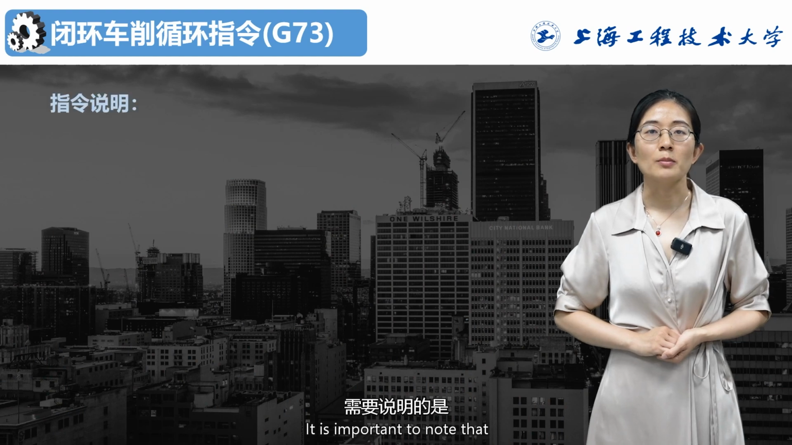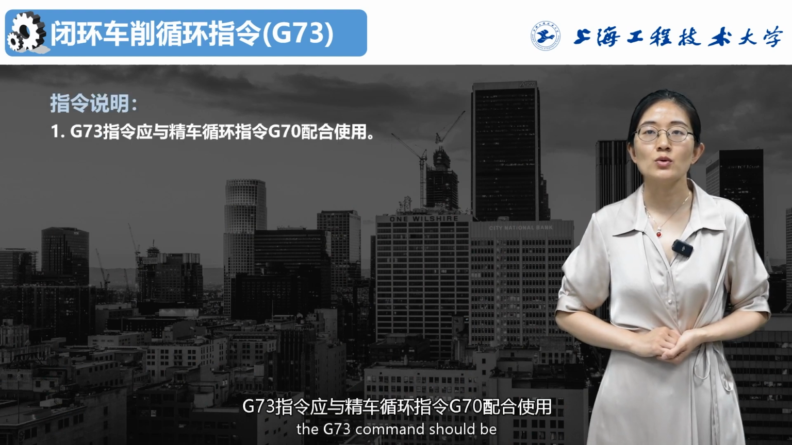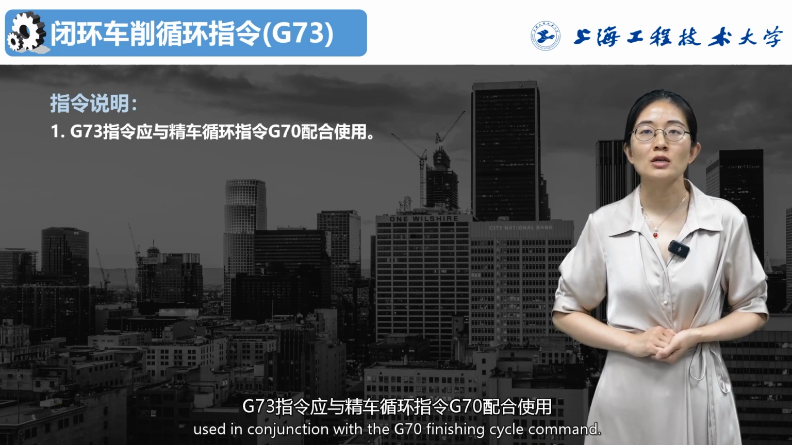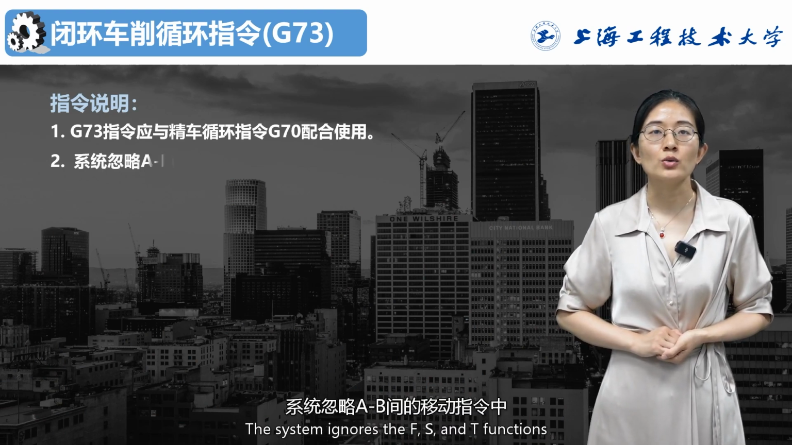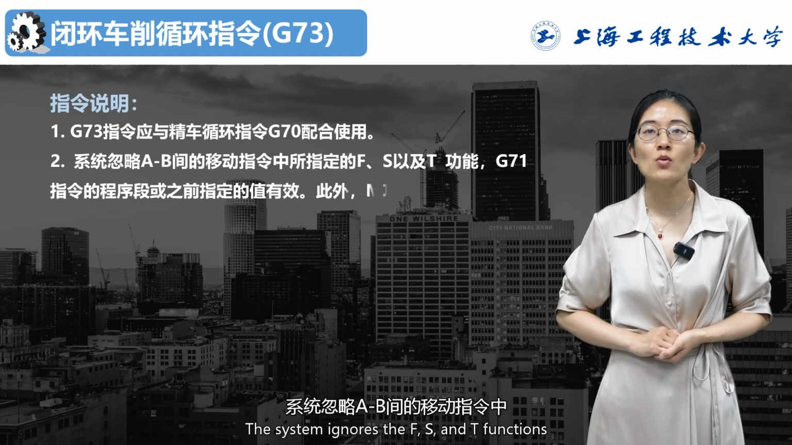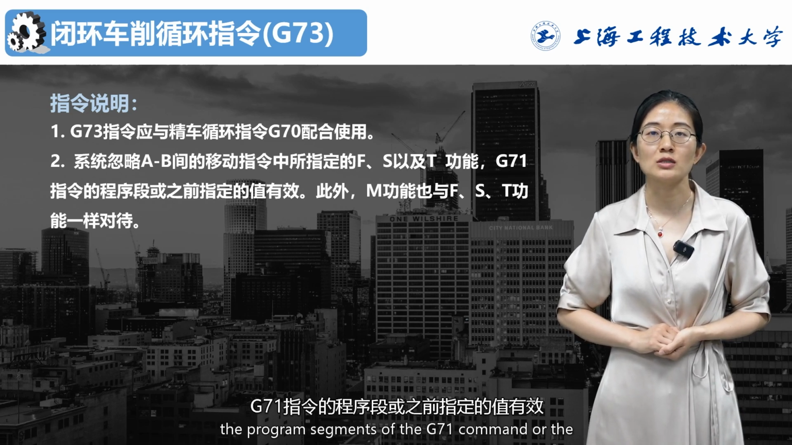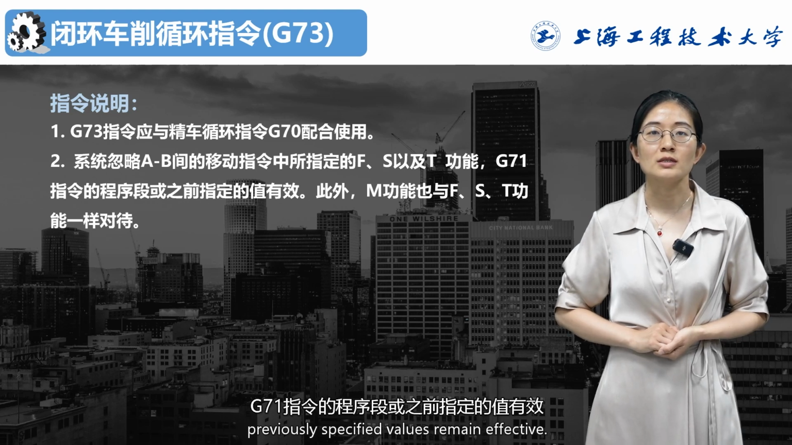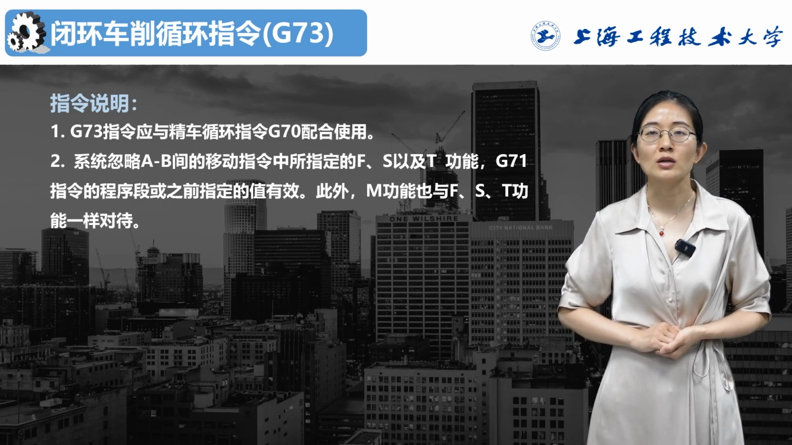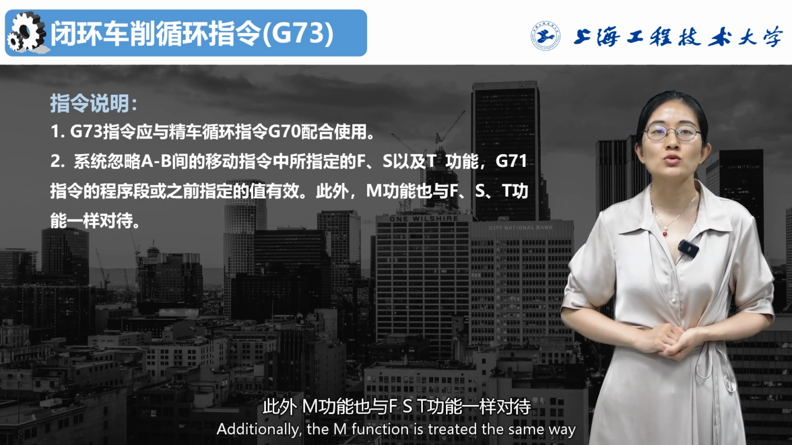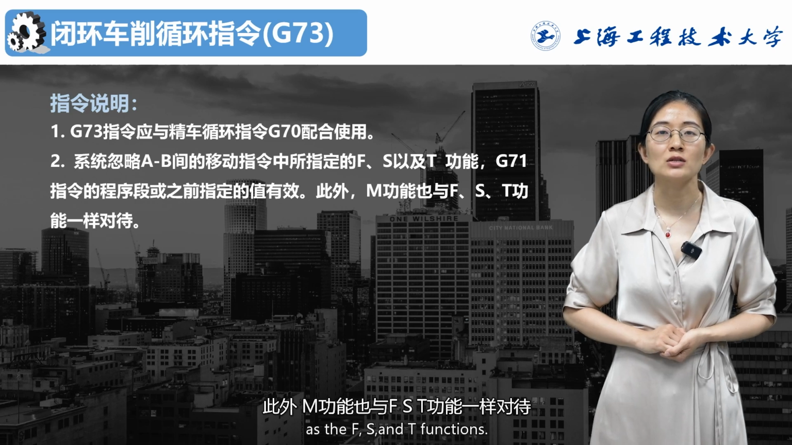It is important to note that the G73 command should be used in conjunction with the G70 finishing cycle command. The system ignores the F, S, and T functions specified in the movement commands between A and B. The program segments of the G71 command or the previously specified files remain effective. Additionally, the M function is treated the same way as the F, S, and T functions.